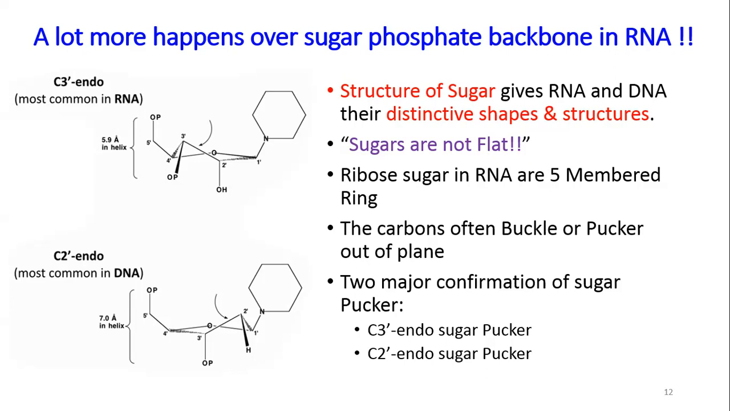The first thing you should remember is that sugars are not flat. A sugar molecule is never flat. The ribose sugar in your RNA is usually a 5-membered ring, of which 4 carbon atoms are present inside the ring, while the 5th carbon atom is part of the backbone, which is attached to your phosphate group.